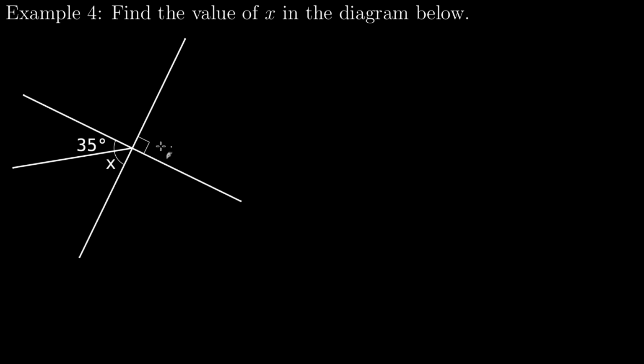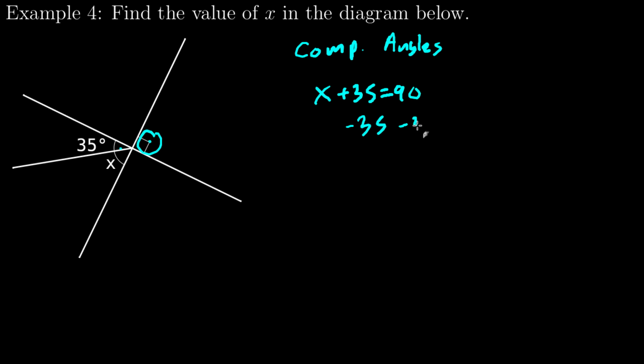Okay, in here, I see I have a right angle. Right angle here means a right angle there. That means that these two add up to 90 degrees, so they are complementary angles. And complementary angles add up to 90. So X plus 35 equals 90. I'll subtract the 35 from both sides, and that gives me that X is equal to 55 degrees.